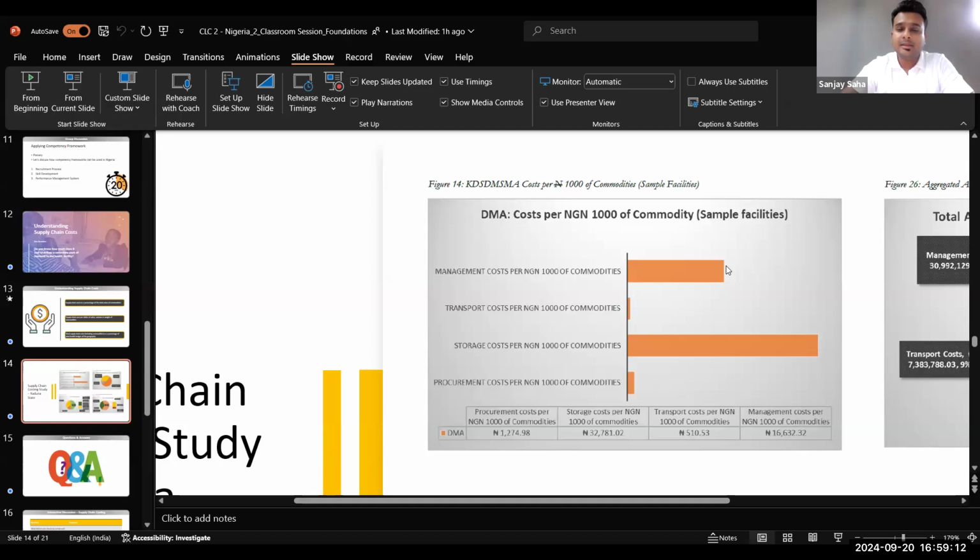So they realized that there are four types of costs. One is the procurement cost, storage cost, transport cost, and management cost. Management cost is all the people and all the people related stuff. Everything else, transport, storage, procurement, is your core costs in supply chain. So the first figure is showing that if they are supplying 1,000 naira worth of commodity, what is the cost? Okay. Now, if you scroll left, Muskan.